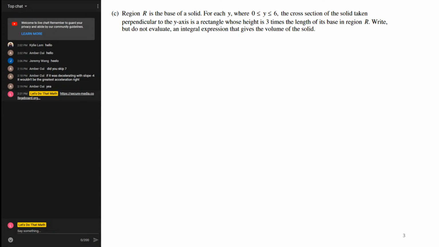Okay, so we have a region that looks like this. We have our square root function, we have our 6. The point was 9, 6, right? Yeah. So what they're saying is we have y values from 0 to 6, so that's here, 0 to 6.